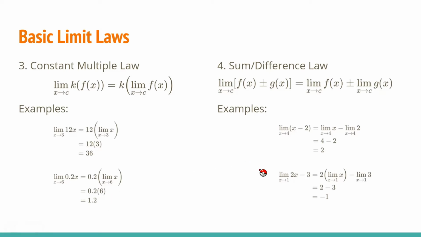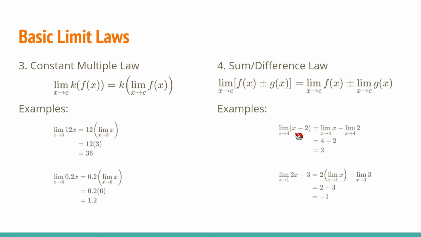For the sum and difference law, we basically have to separate the different functions or the terms involved. So the limit of f of x plus or minus g of x as x approaches c is equal to the limit of f of x as x approaches c plus or minus the limit of g of x as x approaches c.